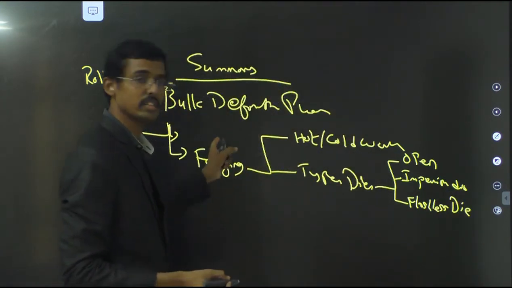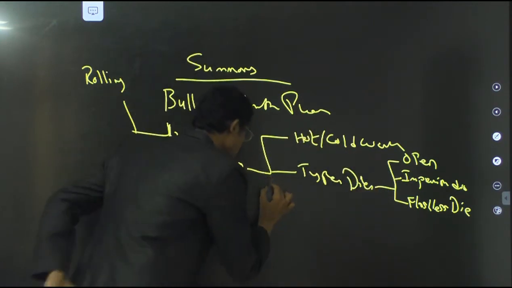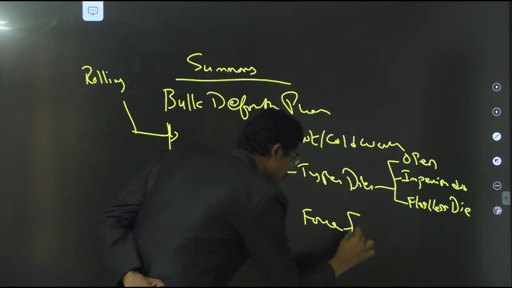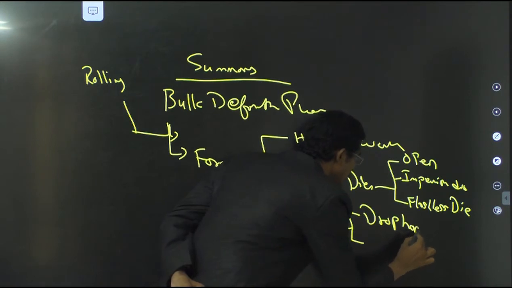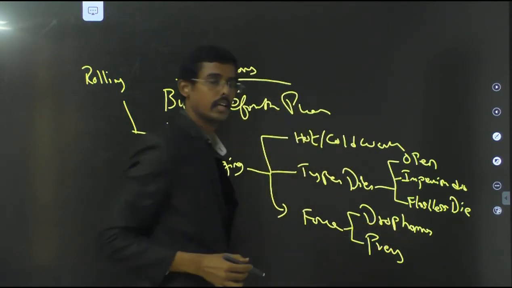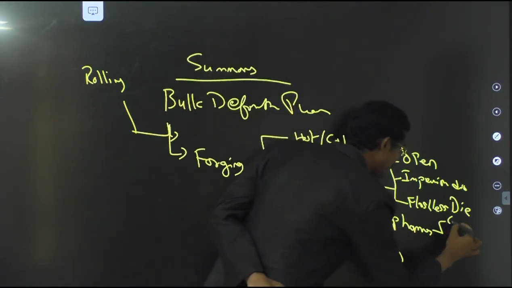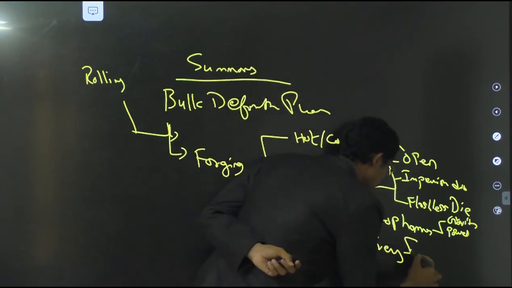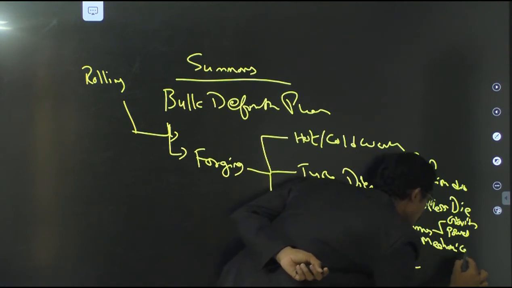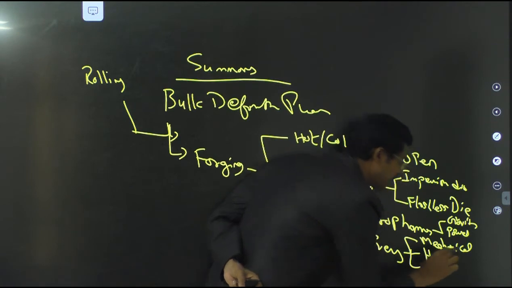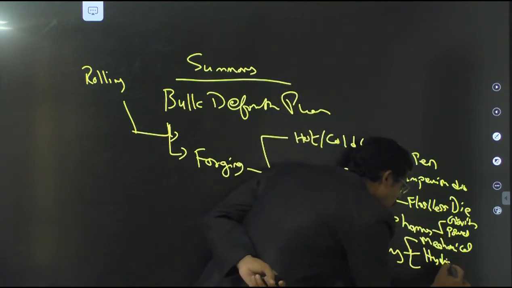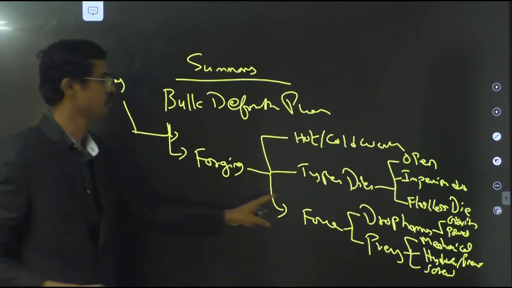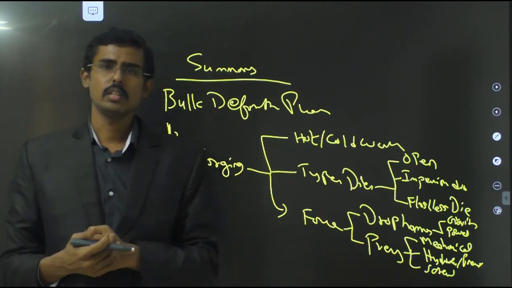Then forging with respect to hot or cold, forging with respect to type of die, and forging with respect to type of force applied, how much force it is. Maybe drop hammers, otherwise presses. In drop hammers it may be gravity, otherwise power. This process may be mechanical or hydraulic. Mechanical may use cam operations and crankshaft operations. Hydraulic, maybe pneumatic, a screw. In such cases we have divided and seen the types of forging treatments. The remaining part of the subject we'll see in the next session.